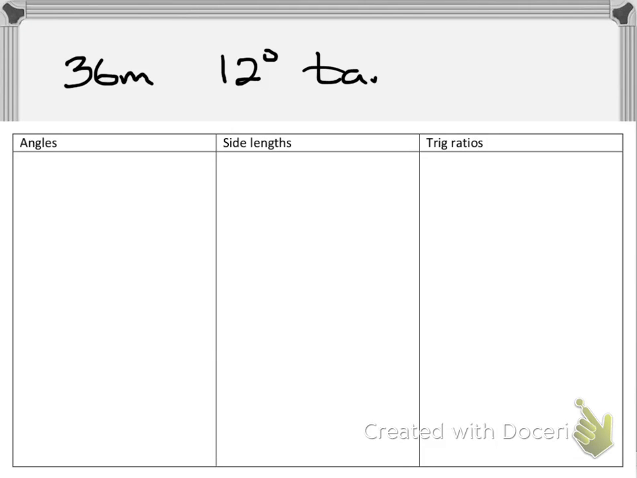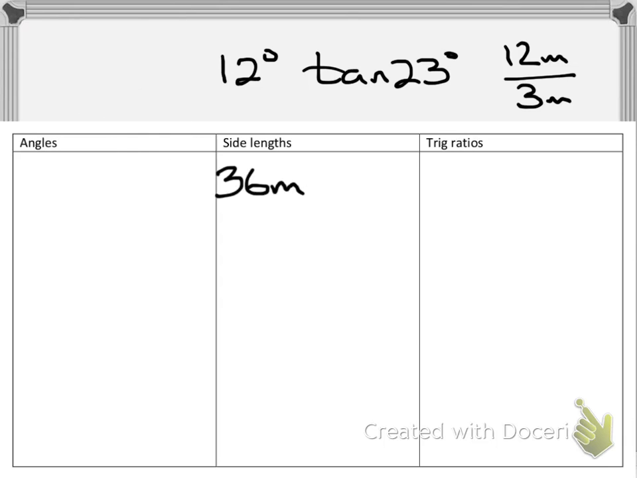And finally, the chart. I haven't used the exact numbers that you were given because I want you to still think about your numbers. But we've got angles, side lengths, and trig ratios. So let's first talk about 36. Is 36 an angle, a side length, or a ratio? Well, I think that it's a side length because it's in meters.